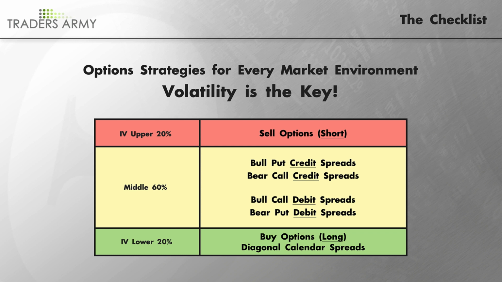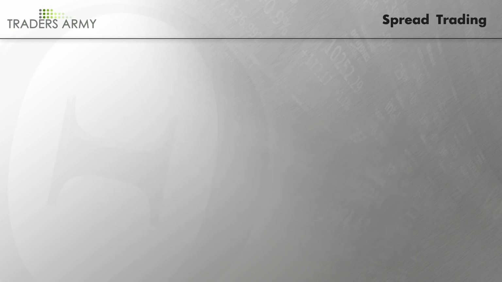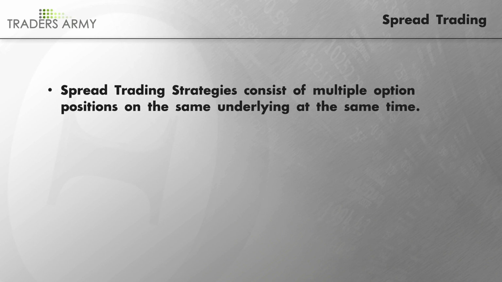To trade options, we have to know where volatility is and whether we're in the upper 20%, referring to short options positions, the lower 20% of its 1-year range, looking at buying or long options positions, or if we're in the middle somewhere, looking at some very specific spread trades that we would be using to offset some of our volatility exposure. And that really is what a spread trade is designed to do.